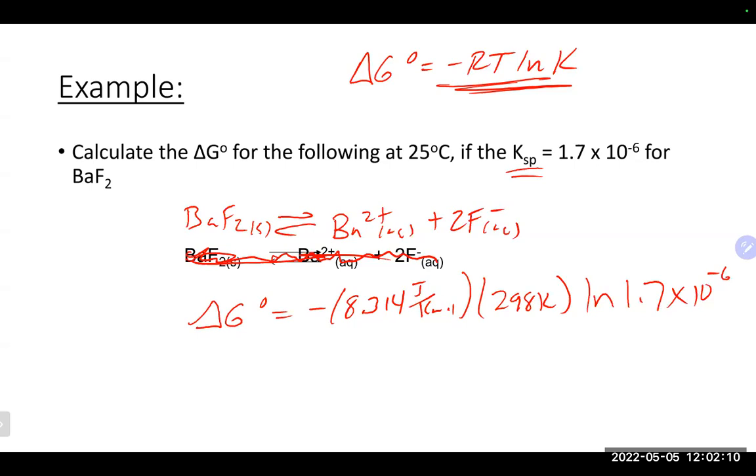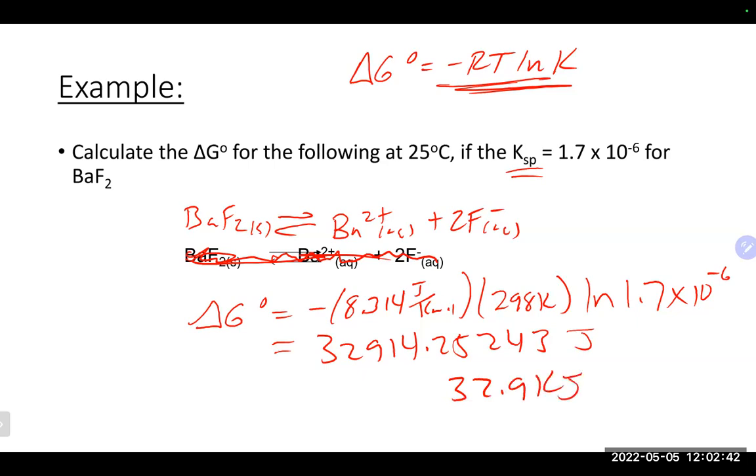So we will get natural log of 1.7 times 10 to the minus 6, times 298, times 8.314. No more timesing, perhaps. And that will give us 32914.25243. I did not feel like rounding there. That will give us joules, maybe divided by 1,000 to get a little nicer looking number, maybe like 32.9 kilojoules. Kind of clean it up a little bit there. Any question on that calculation?